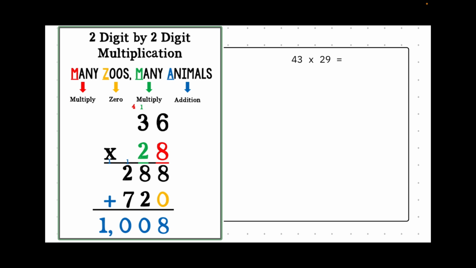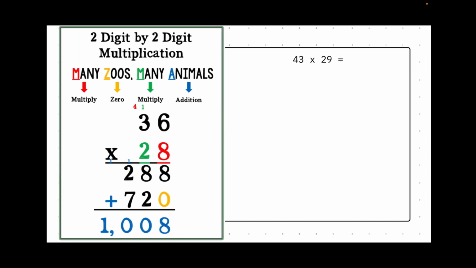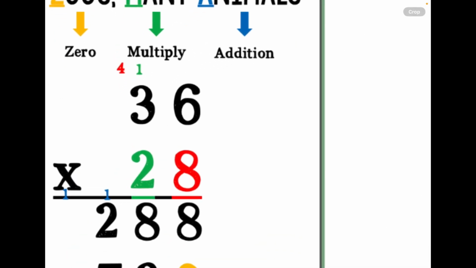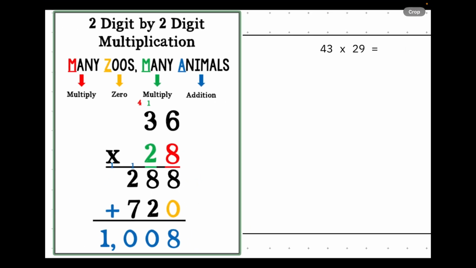The way that I like to remember the standard algorithm is by using this silly little code over here, many zoos, many animals. And the reason I do that is because each letter stands for a step. So the first M in many stands for multiply. And what that means is if you zoom in on my 8, I'm going to multiply that 8 by all of the top numbers. My next step, that Z, stands for 0. I'm moving over to the next place value.